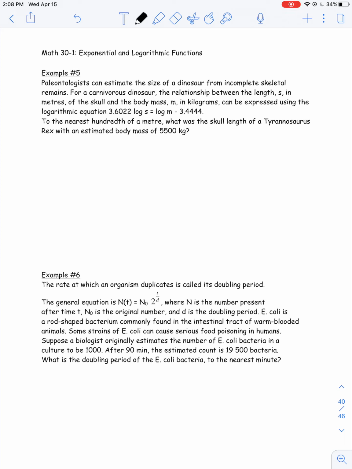So the skull length will be the S value and the body mass is M. So we already have the body mass M, so we're just substituting the value of M in and then solving for S. So M will be replaced with 5,500.